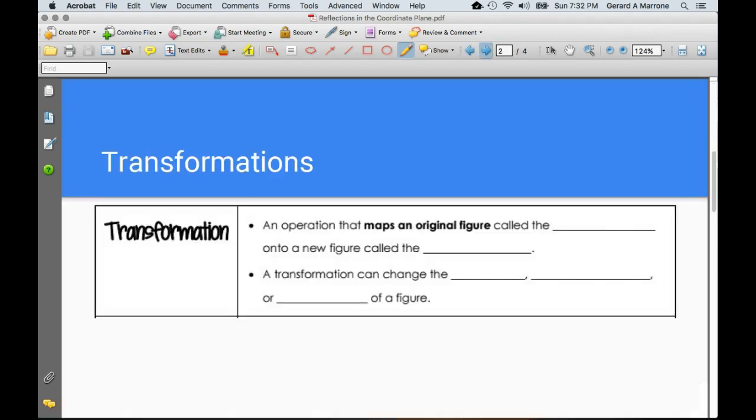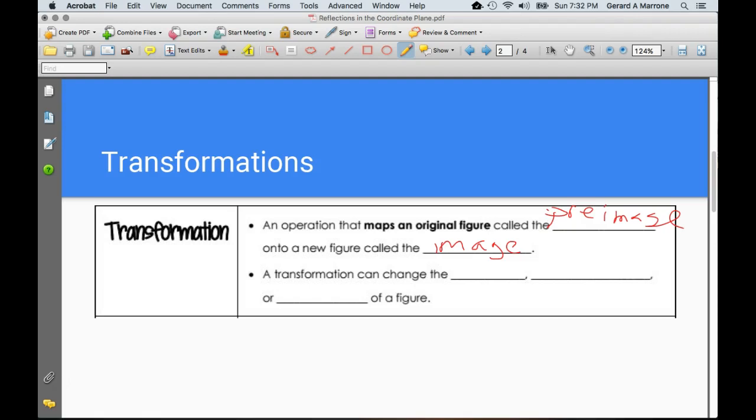So a transformation is an operation that maps the original figure, the image that they give you, which is known as the pre-image. When we create this new figure, that's called our image. So it's pre-image for what's been given, and what is created is your image. And it can change a lot of different things.